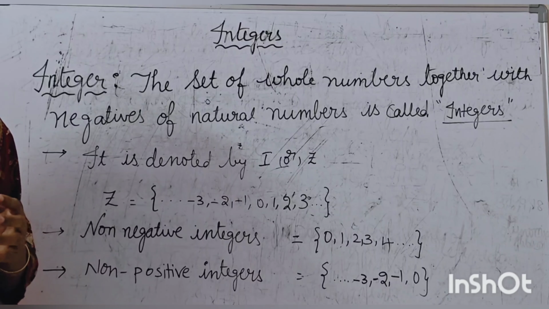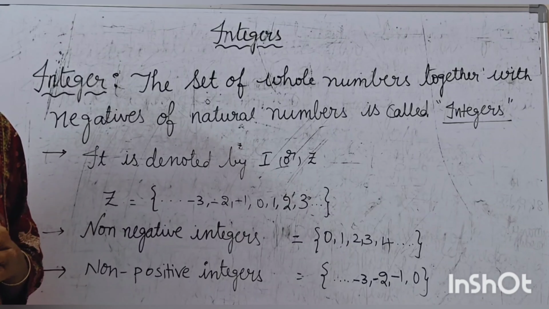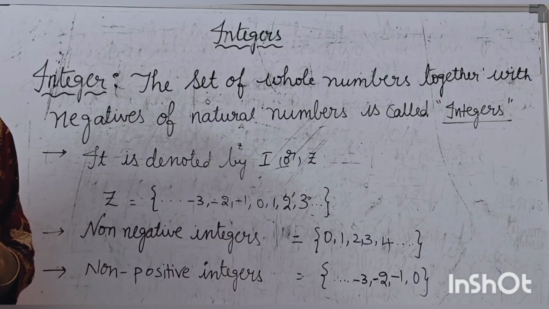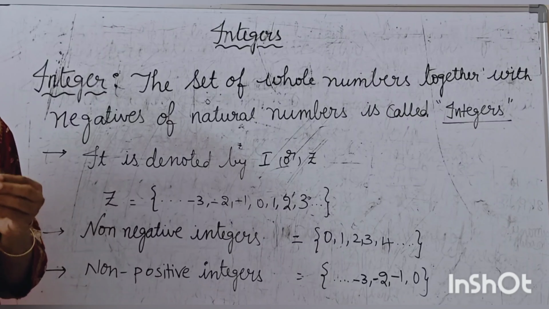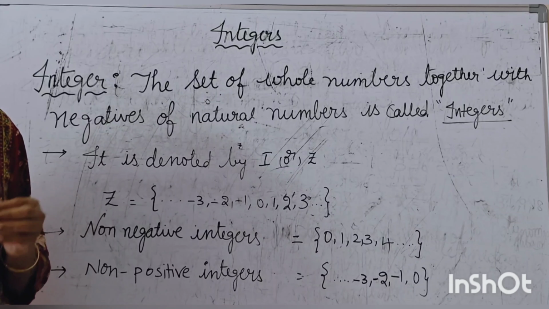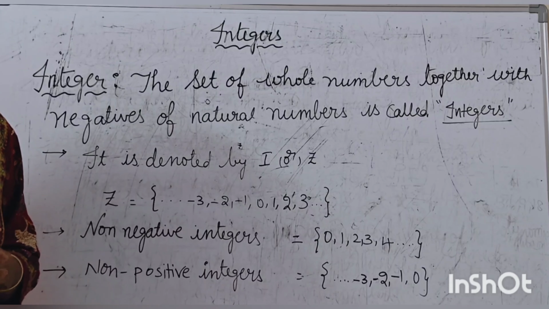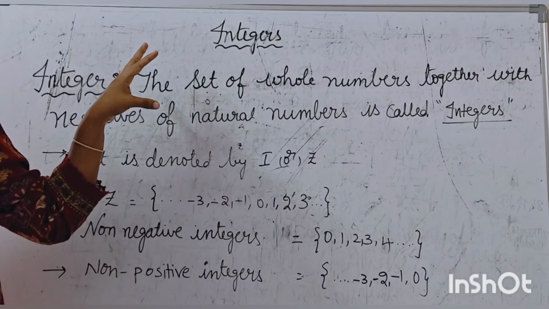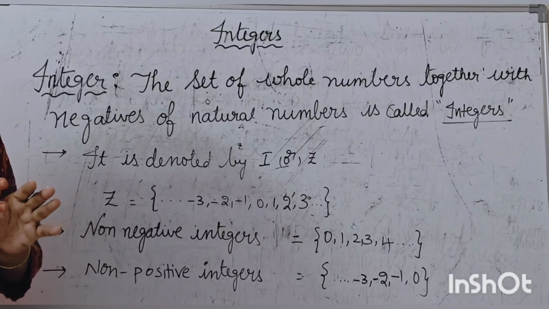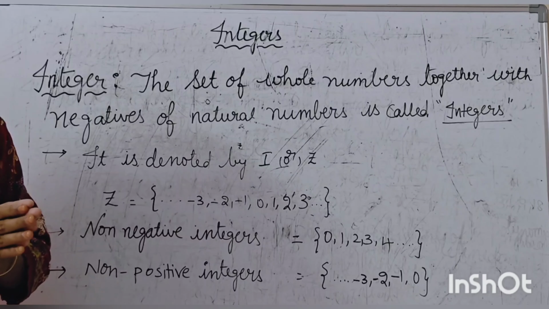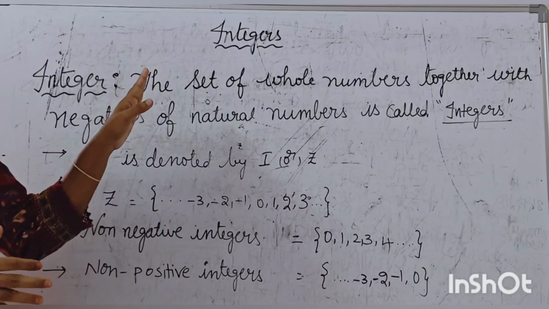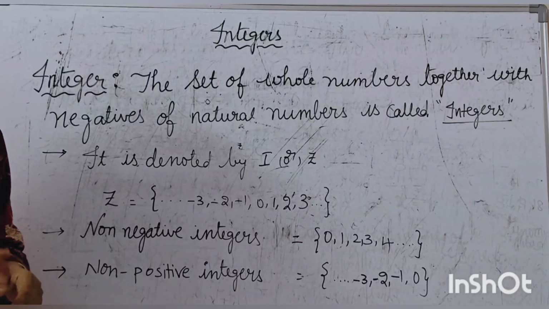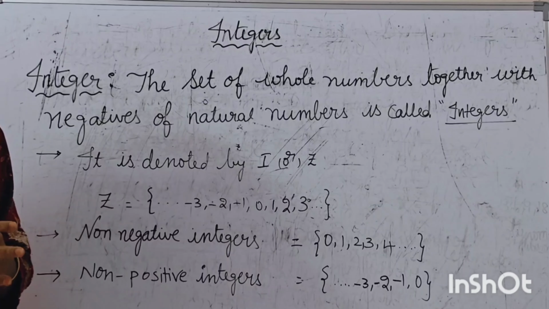Now, the temperatures in the north, especially in the winter season, are very low, so they are in the negatives, right? If I want to represent those negative values, there is no number system for it. So we are going to learn about integers. We learn integers to represent negatives, so we require a number system, and these integers were introduced. What are integers? The set of whole numbers together with the negatives of natural numbers is called integers.